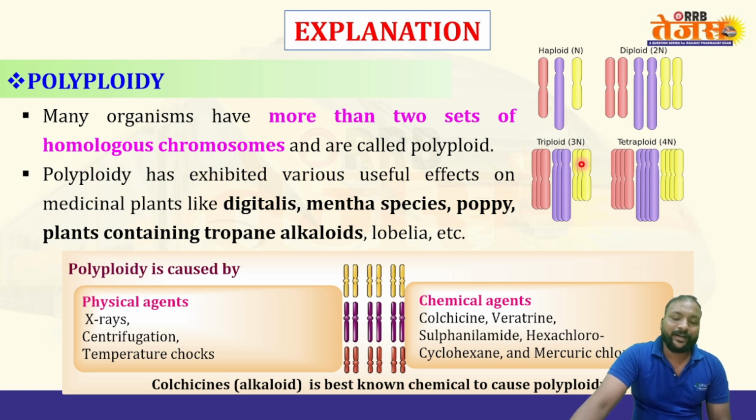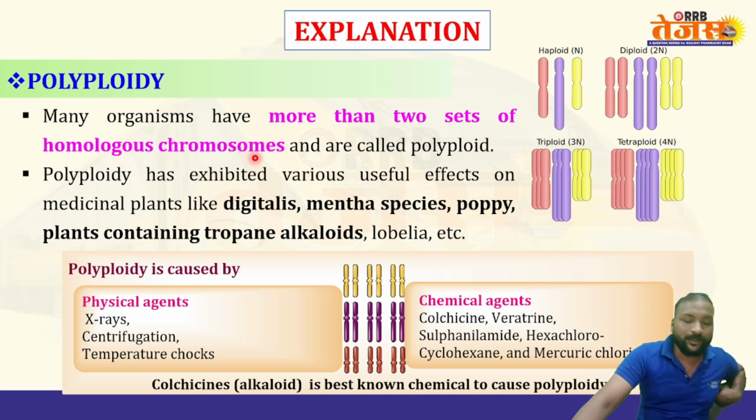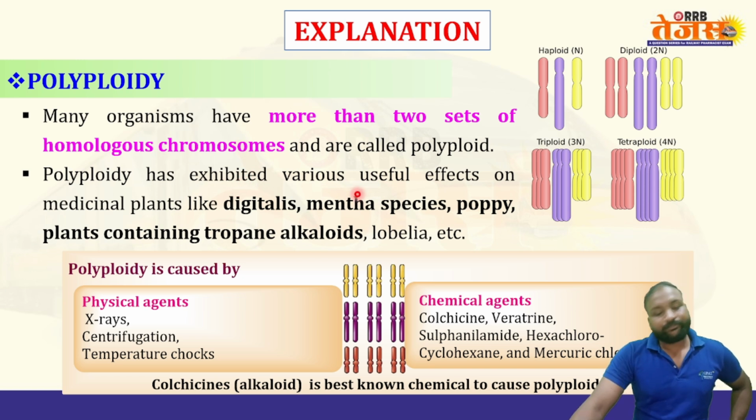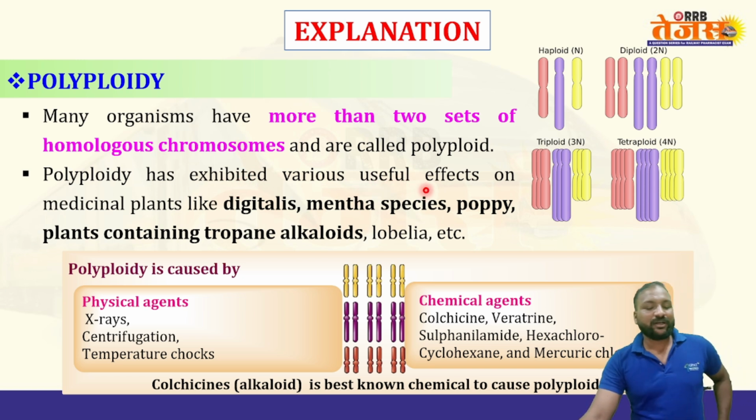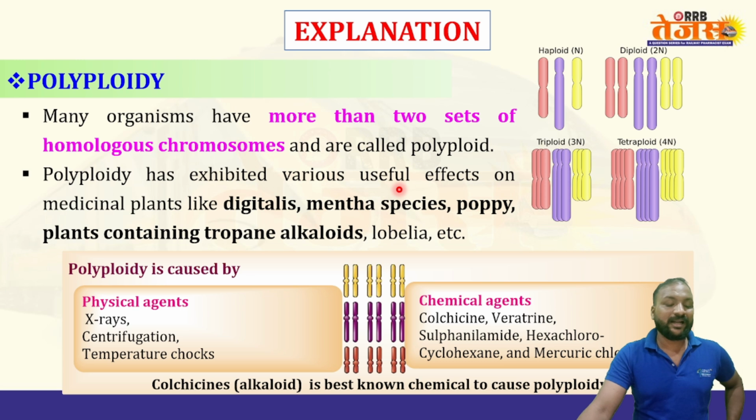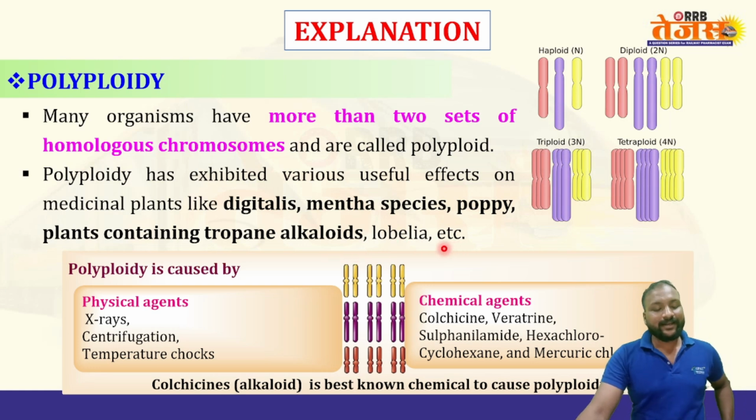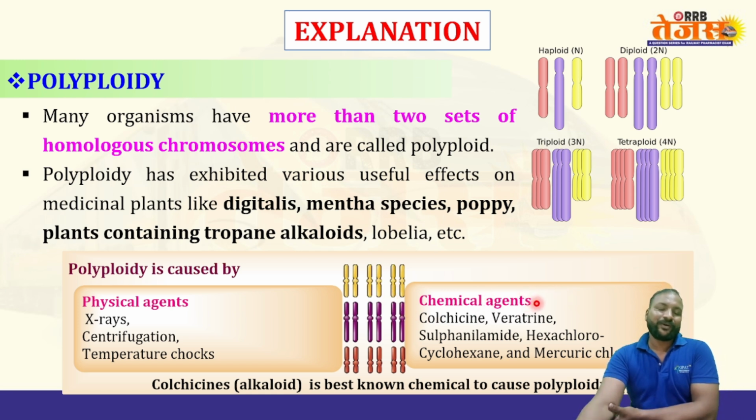haploid, diploid, triploid, tetraploid. Okay, and many organisms have more than two sets of homologous chromosomes. That is called polyploidy, and it can have various effects on plants like Digitalis, Mentha species, poppy. Okay, the plants containing tropane alkaloids like lobelia and so on. But we have seen all these things in the last slide. So colchicine is a chemical agent which can induce polyploidy. Okay.